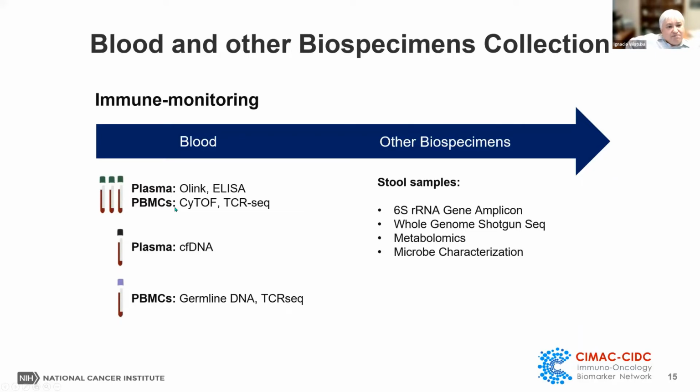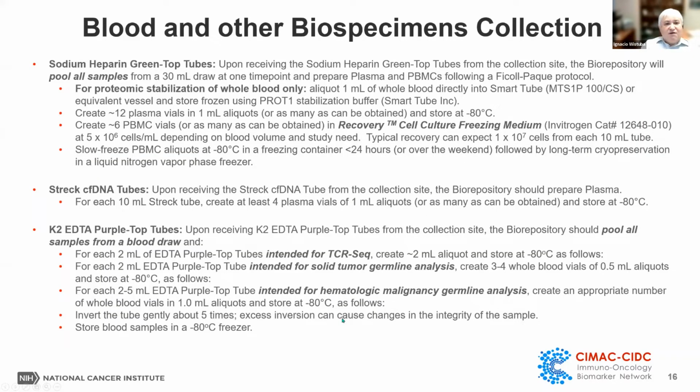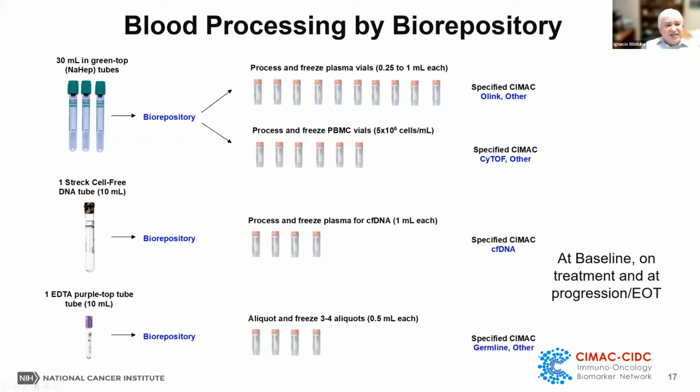For blood, I'm not going to go into much detail, but as already mentioned, we have the green top tube for different purposes that have whole blood, then the streak tubes mostly for cell-free DNA, and then the purple top tubes for germline or TCR sequencing, with smaller volume than the green top tubes. There is a series of important considerations for blood collection, handling, and shipment. Some of them are listed here, but you can find all those details in the protocol.